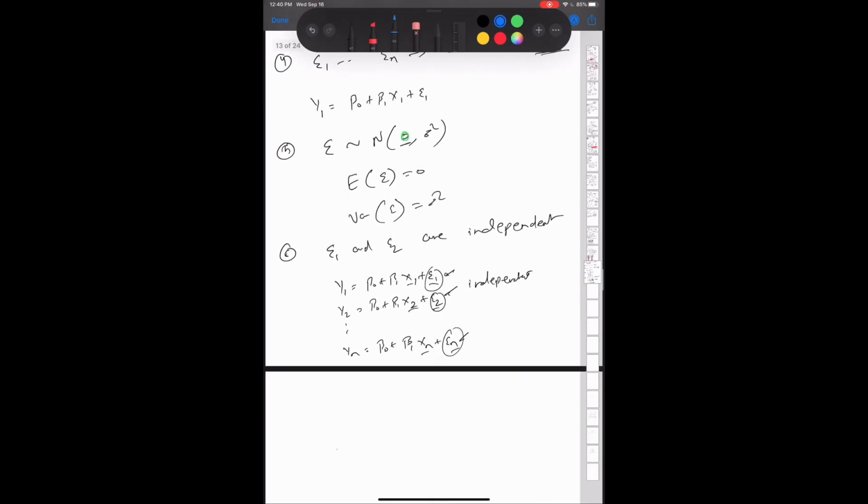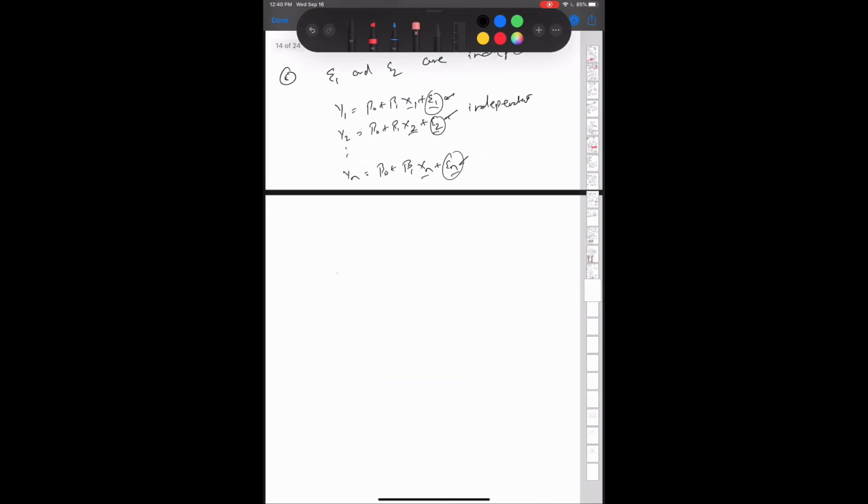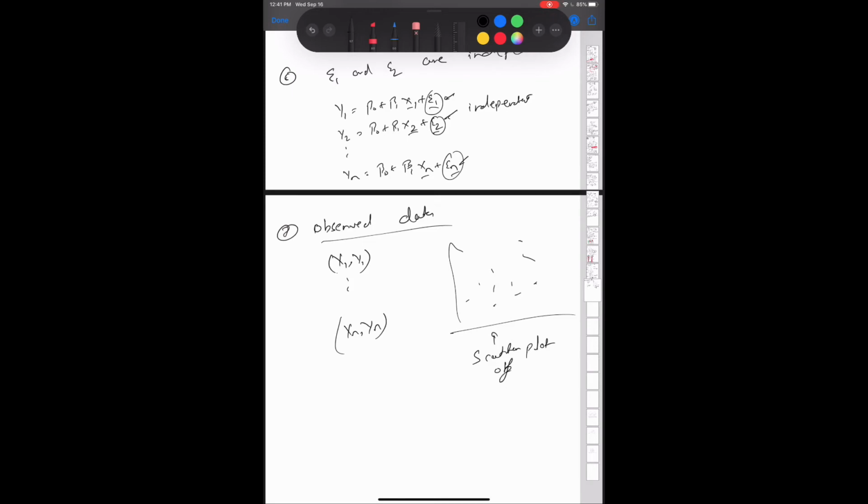So what does the observed data look like? When we say observed data, we generally mean (x1, y1) through (xn, yn), the n pairs of data points. And you can plot them into a scatter plot if you want. So this is the scatter plot of observed data.